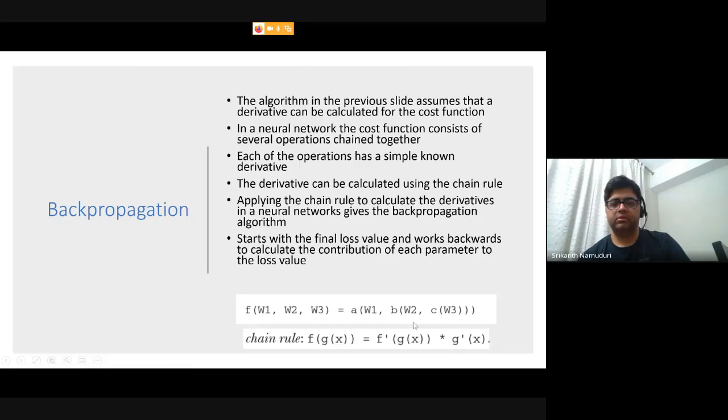Let's say W3 is the first layer. So the data goes through weights W3, W2, and W1, and it's a function of a function of a function. And again, going back to calculus, using chain rule.